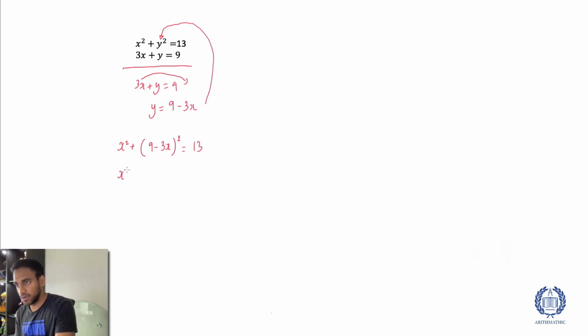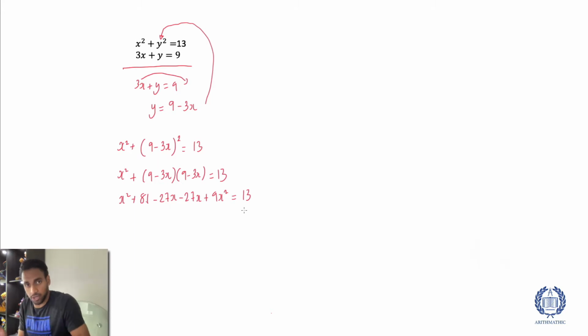So all I need to do now is, I've got x squared, and I'm just going to expand the bracket. So that basically means 9 minus 3x times 9 minus 3x equals 13. And we're going to expand the bracket. So x squared stays the same. Now we're going to do 9 times 9, which is 81. And then 9 times minus 3x, which is minus 27x. And then minus 3x times 9, again minus 27x. And then minus 3x times minus 3x gives 9x squared, equals 13, right?